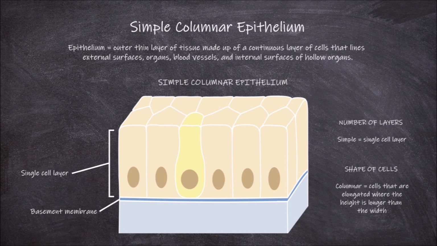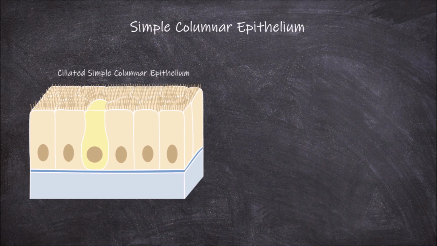There are two types of simple columnar epithelium, ciliated and non-ciliated. Ciliated simple columnar epithelium consists of a single layer of columnar cells that have cilia on the apical surface of the cells. Interspersed between the ciliated cells are modified cells called goblet cells. Goblet cells lack any cilia or microvilli on the apical surfaces of the cell. The primary function of these goblet cells is secretion. They secrete mucus that lubricates the internal surfaces of the parts of the body it is found in.